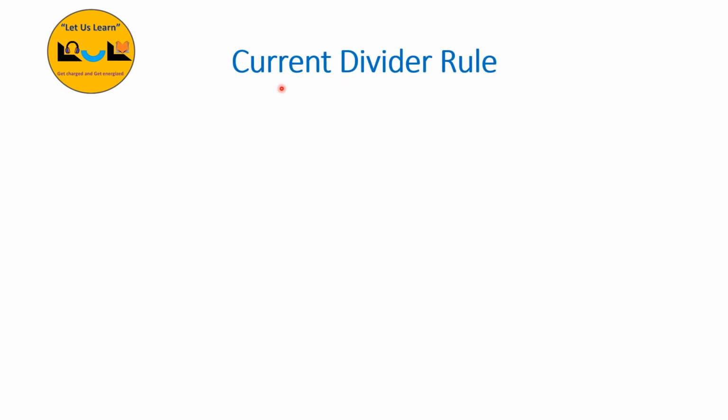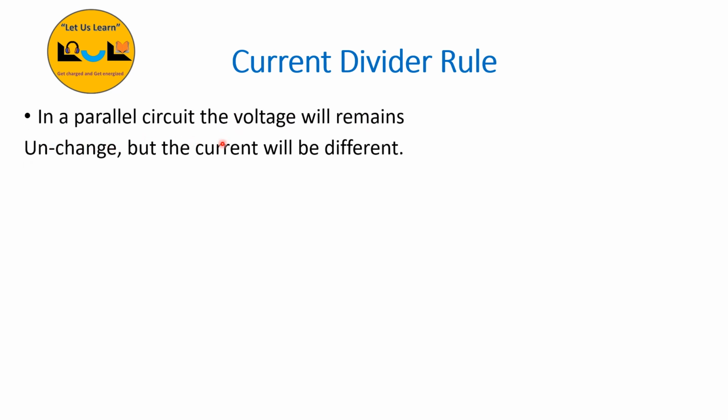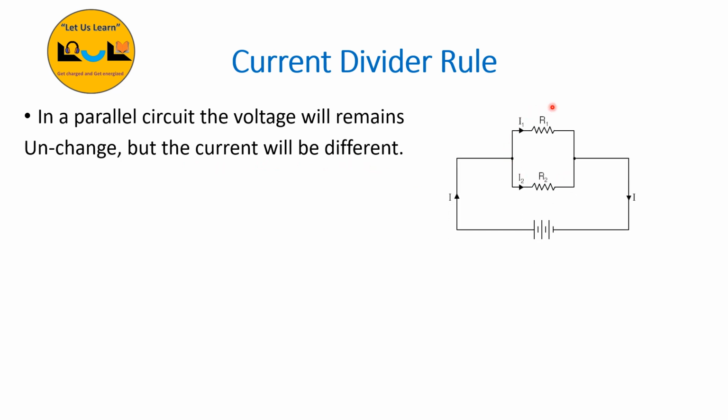So next concept is the current divider rule. In a parallel circuit, the voltage will remain unchanged, but the current will be different. So with this example, I will explain. I is the total current. While coming to this junction, it is dividing as I1 and I2. R1 and R2, two resistors, are connected in parallel. This is your applied voltage.